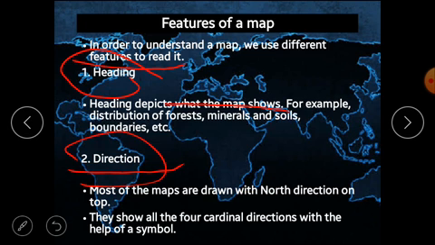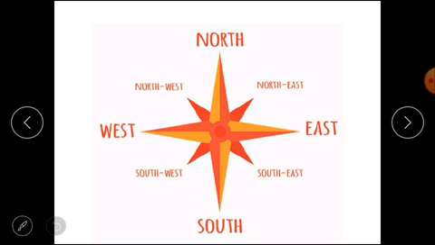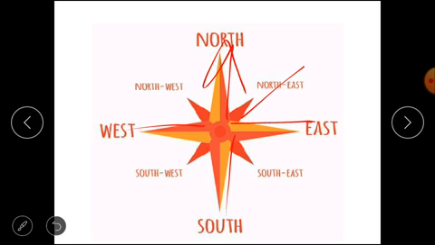Second is direction. Most maps are drawn with the north direction on top, and the other directions follow. You have learned in your previous classes the 4 cardinal directions that are north, south, east, and west. And on a map, they show all the 4 cardinal directions with the help of a symbol. This is that symbol: the north direction, east, west, south, northeast, southeast, southwest, and northwest. We have discussed this in the previous class.